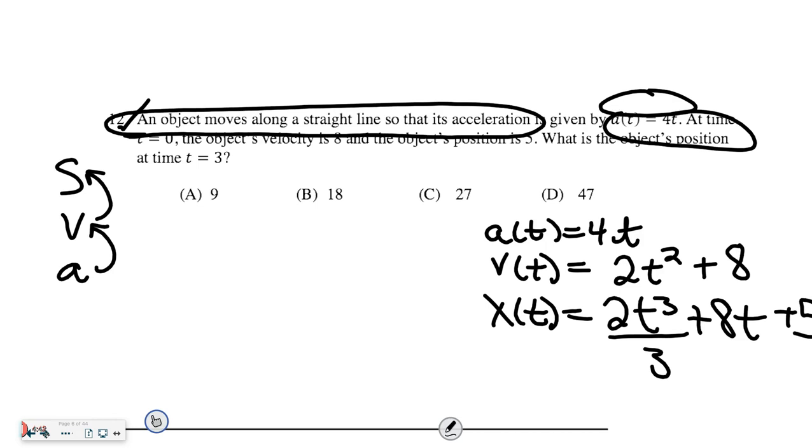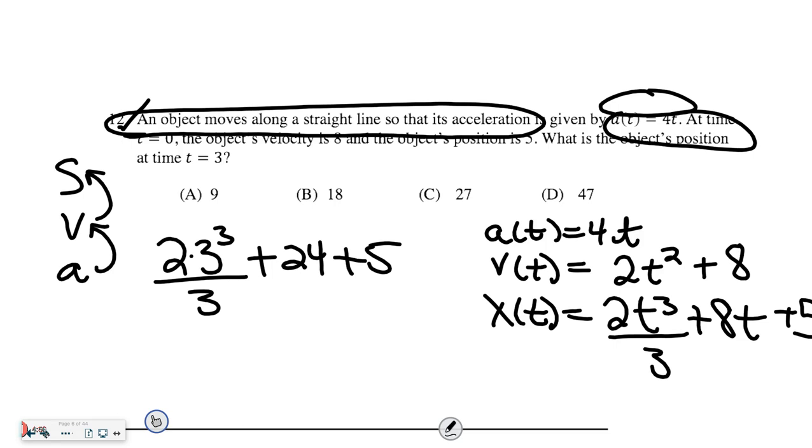Perfect. Excellent. And now it says to find the position at time 3. So again, no calculator. You have to go plug in that 3. It'd be 2 times 3 cubed over 3 plus 8 times 3 plus 5. A 3 would cancel.